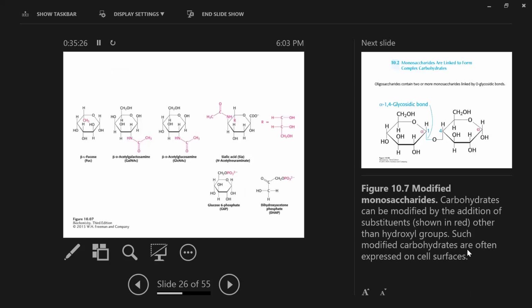Don't memorize this slide, but this is just showing you that they can be modified. I already gave the list of ones we're going to remember or recognize, I should say. So glucose 6-phosphate, again, we'll see in glycolysis. That's the first input of energy into glycolysis. The hydroxyacetone phosphate is made at the end of stage 1 and disappears at the beginning of stage 2 of glycolysis. So we'll see them in the next chapter when we get there.